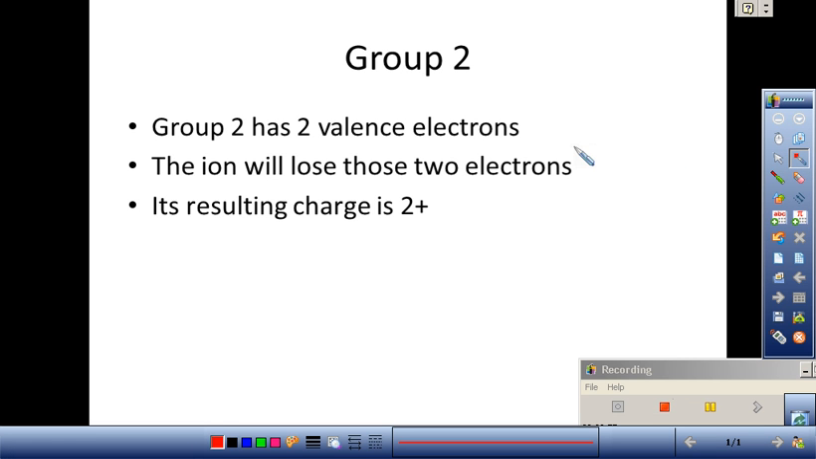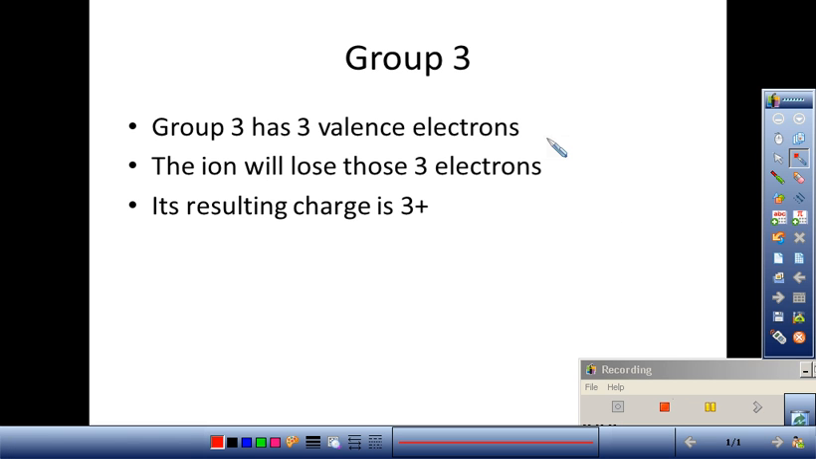Group 2, same idea. Group 2, everybody has 2 valence electrons. The group number matches the valence electrons. The ion will lose both of them. So if I lose 2 negative things, my charge is 2 plus. So if I have magnesium, that's in group 2. It's going to lose its 2 electrons. So a magnesium ion will have a 2 plus charge. Anyone from group 2 will have a 2 plus charge.